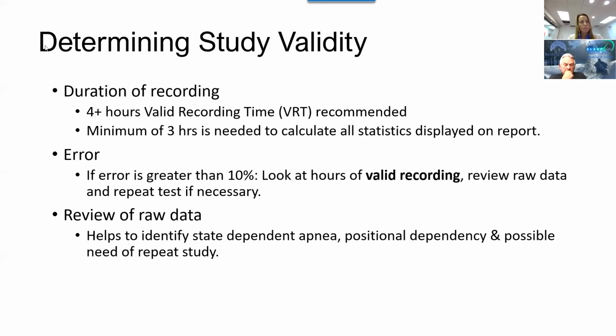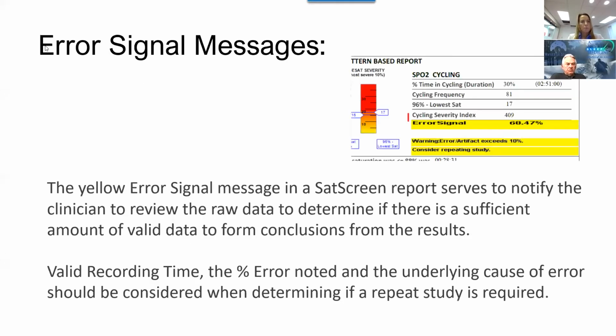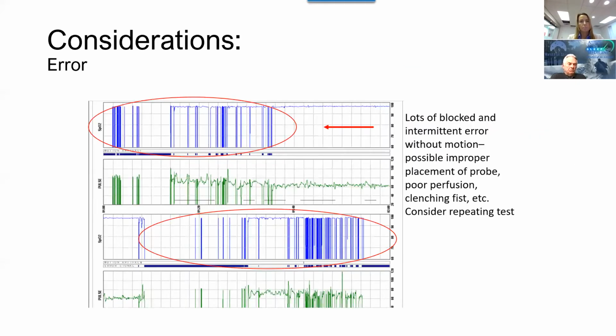So again, look at the duration of the recording. We're looking for optimally 4 hours of valid recording. We're looking for error hopefully below 10%, or looking at the raw data if it is above 10% here. So with that, you may see some yellow error signals on our reports. It's just to allow you to determine whether or not you may want to repeat that study. So we'll go into the situations here that might indicate a need for a repeat test.